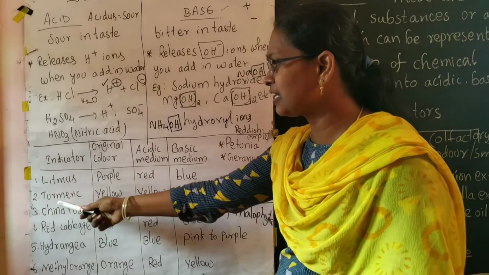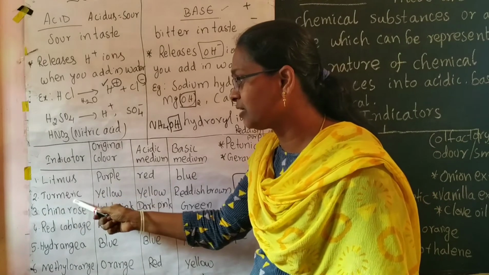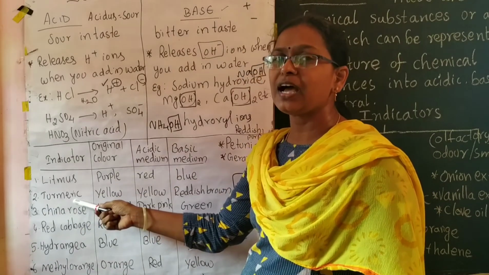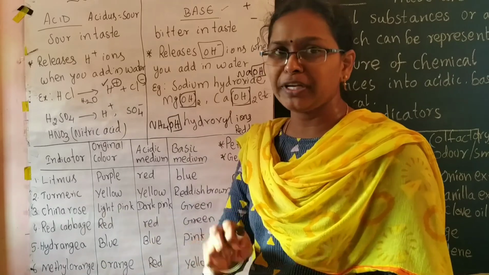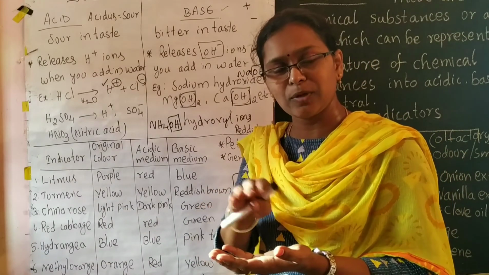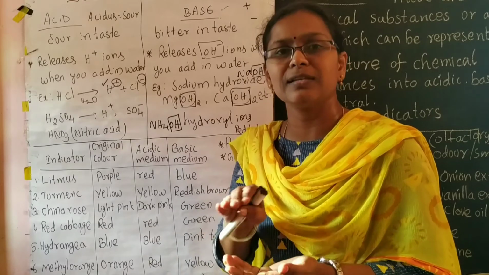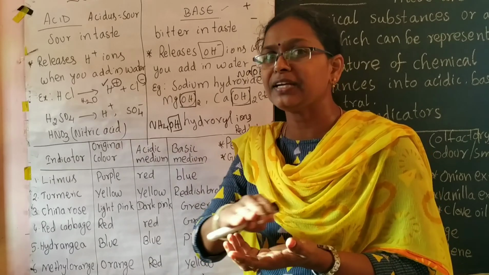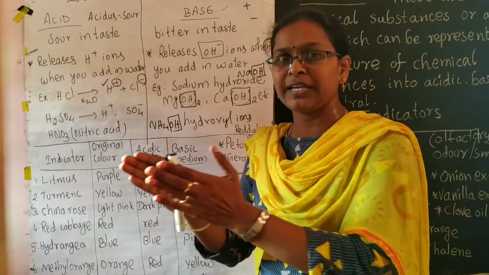Okay. Next, the natural indicator. Another one, we are taking this one, turmeric. Like how you will do? Take a turmeric powder in a bowl, mix it into a paste by using water. You made it like a paste and apply it on a paper. Okay. You keep that paper to dry.